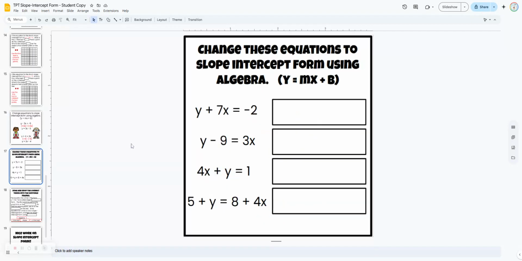So on the next slide, they've got 4 equations. They're going to change them to slope-intercept form by moving these terms around so that the y term is on the left side of the equal sign and the others are on the right-hand side.